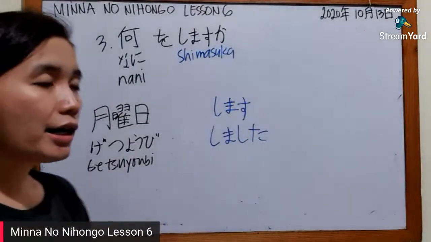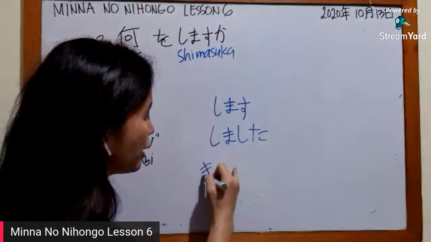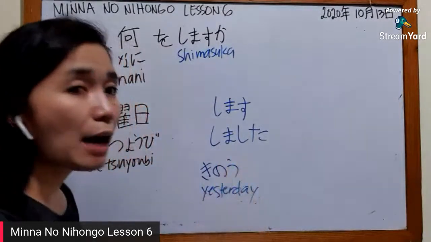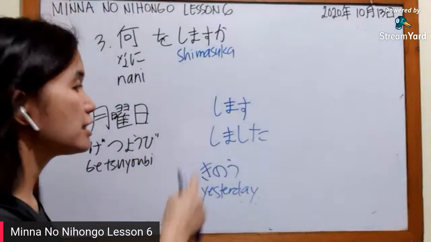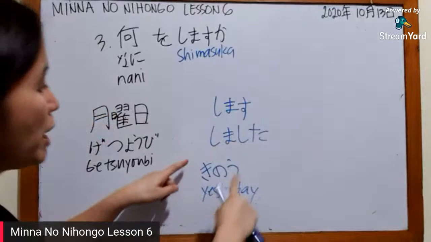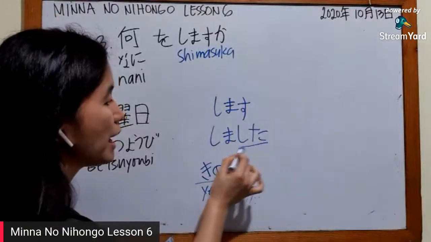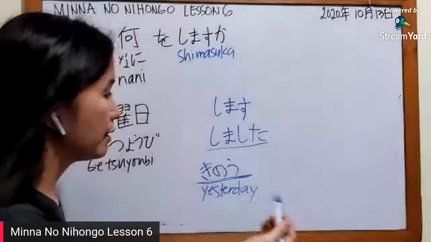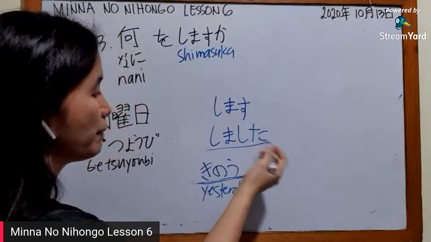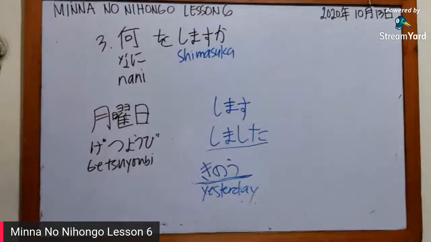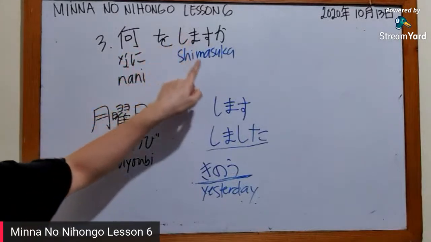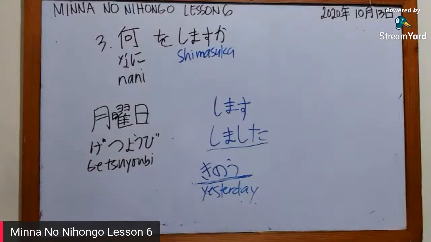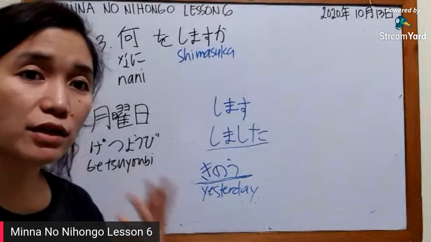So our time element is kino, right? Kino is yesterday. So you need to partner it with a past form verb, which is shimasu into shimashita. So the time element is in the past, and then the past form of the verb. So we will have kino nani yo shimashita ka? So what did you do yesterday? Kino nani yo shimashita ka? What did you do yesterday?